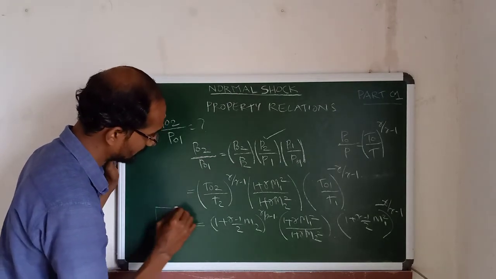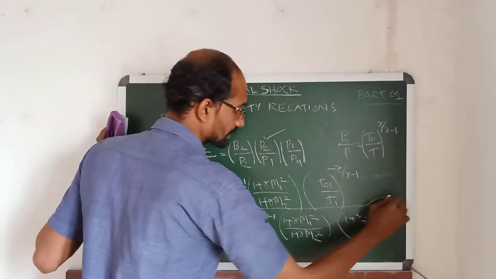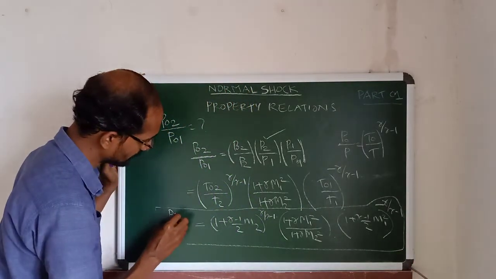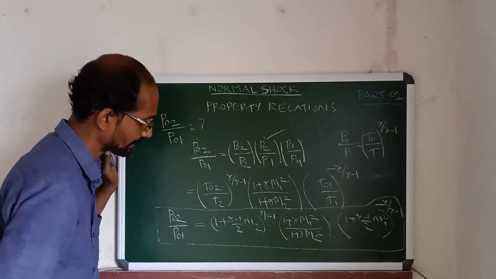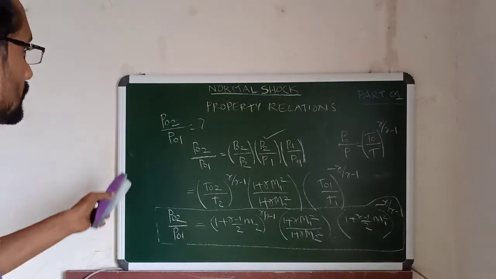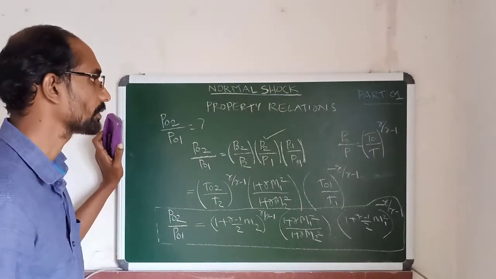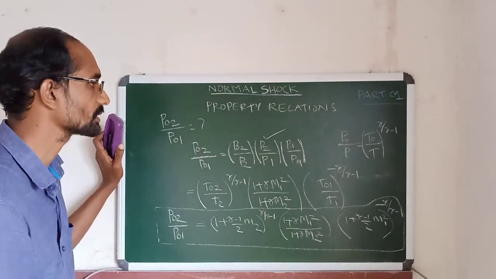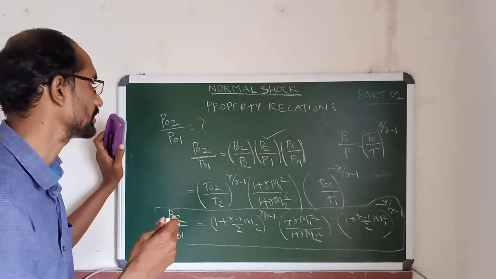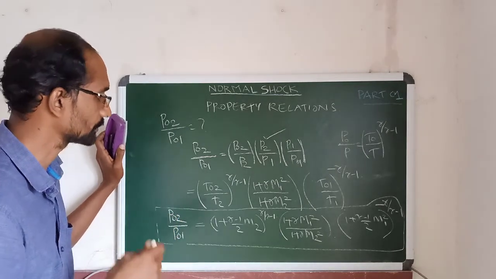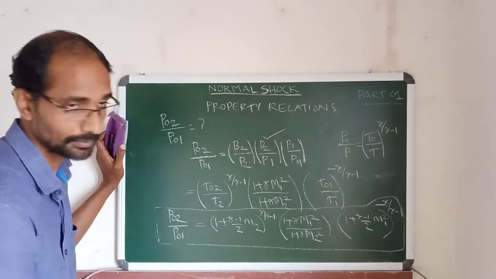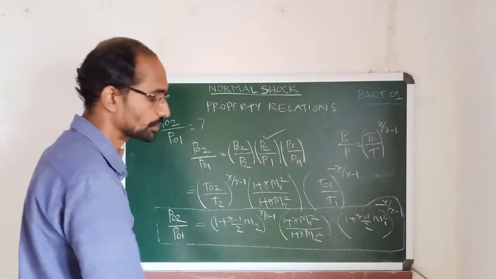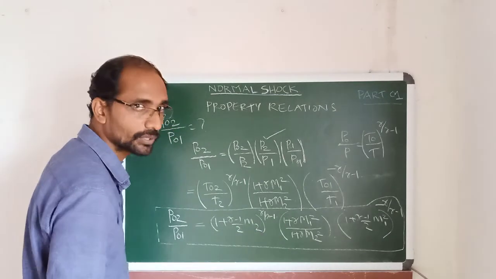Here I have developed an expression for the stagnation pressure ratio. So we are going to conclude. Here we have developed the main important property ratios across the normal shock wave in terms of the Mach numbers, because all of these ratios are a function of M1 and M2 for a given gamma, for a given medium.